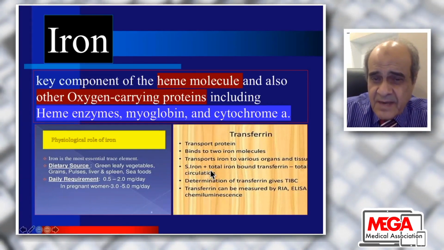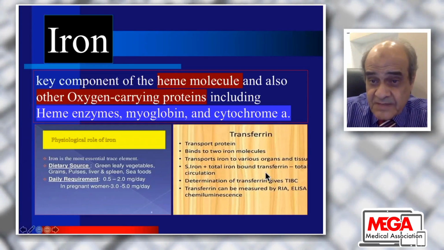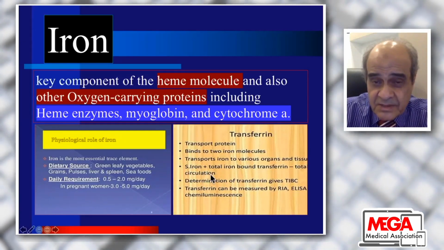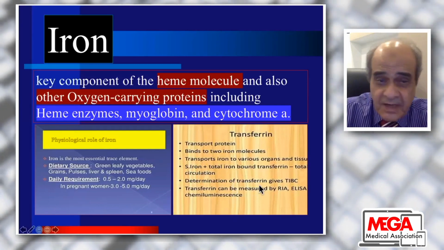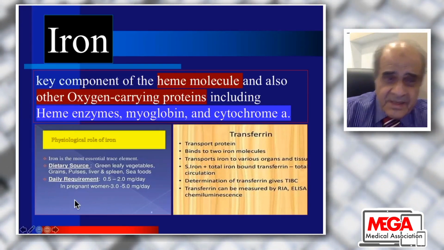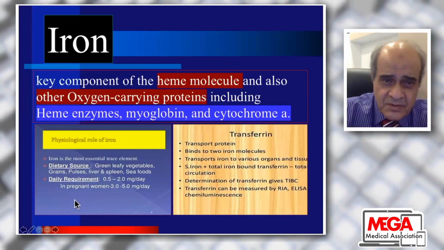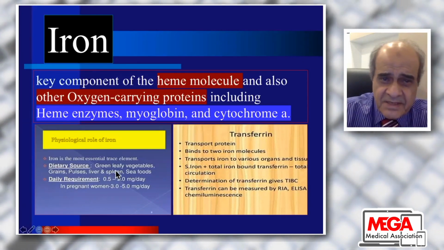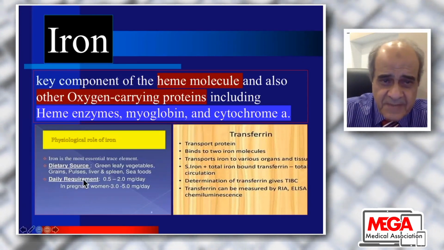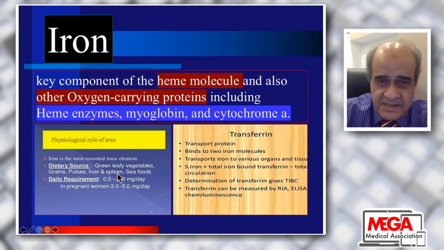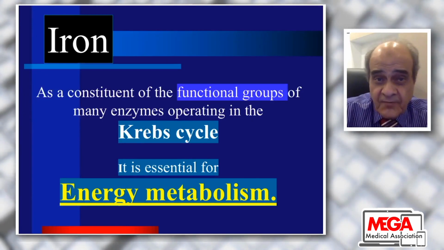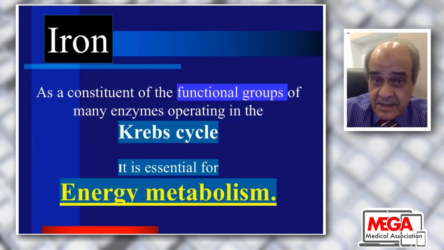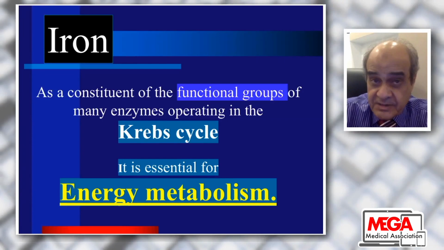Serum iron plus the iron bound to transferrin gives you the total iron concentration in the circulation. Determination of transferrin gives the total iron binding capacity. Iron is contained in green leafy vegetables, grains, pulses, liver, spleen, meat, and seafood. Iron is a constituent of the functional group of enzymes important in the Krebs cycle, responsible for energy metabolism.